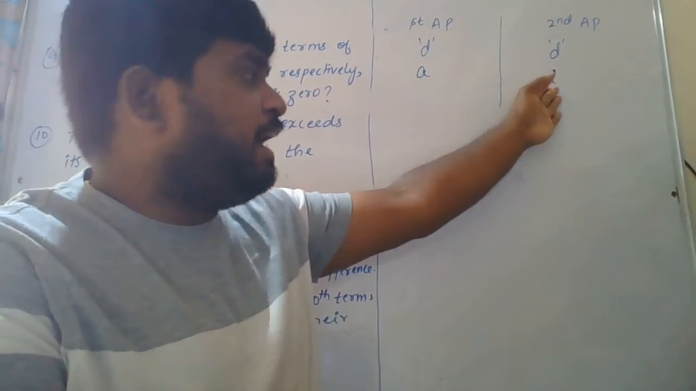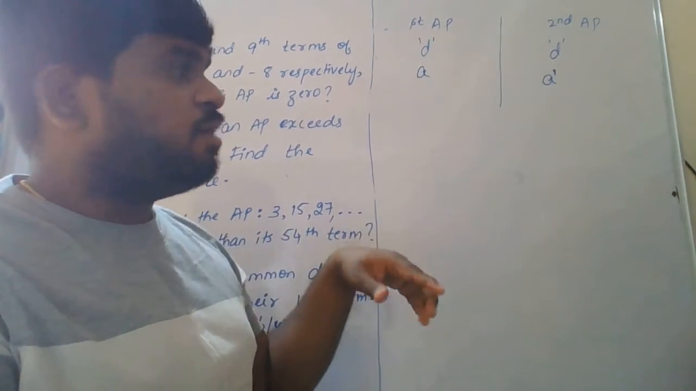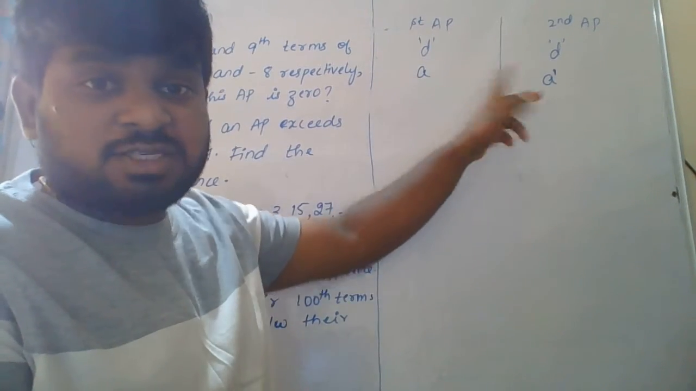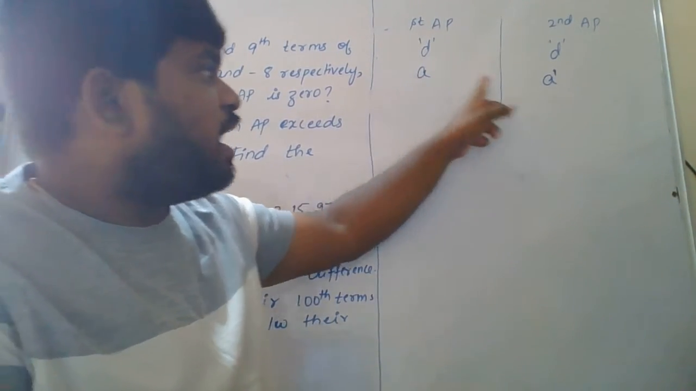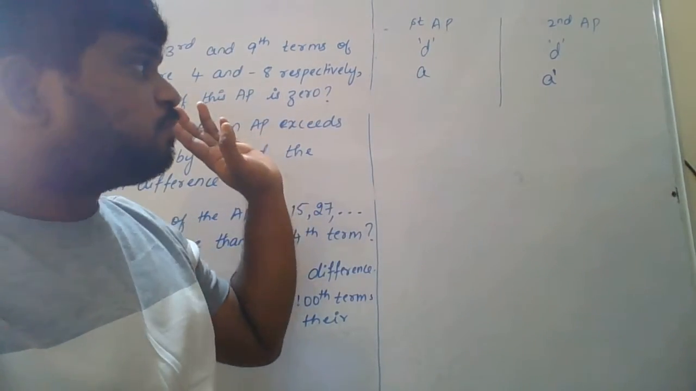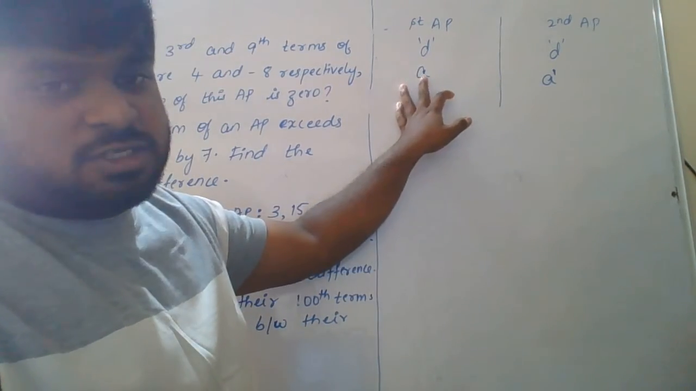If I write A and A here, both the first terms will become the same, right? That is not possible, because they have told only the common difference is the same, but the first terms are different. So how do I show it? I'll take this as A, and I'll take this as A prime or A dash. Okay. So this is my first term in the first AP.